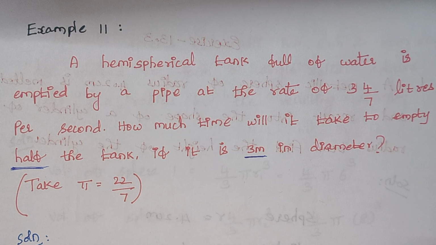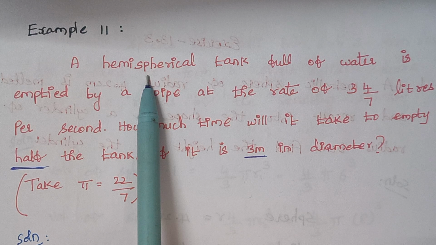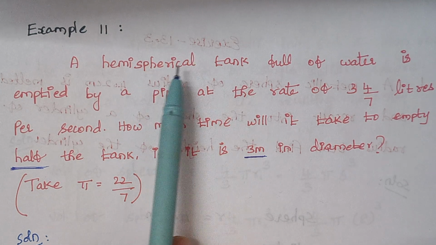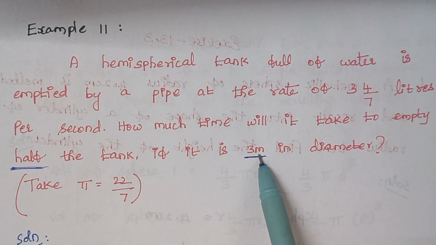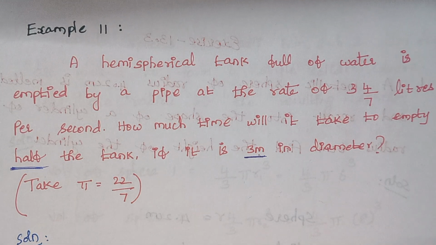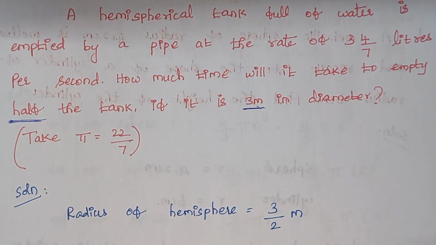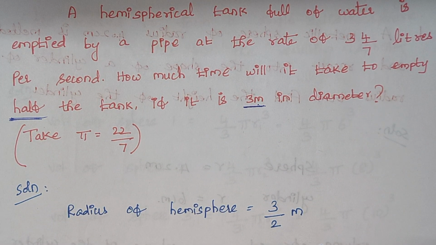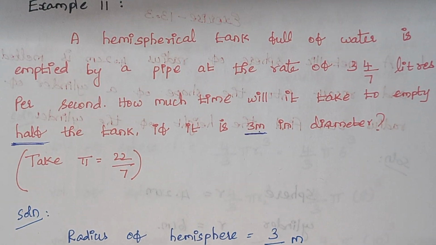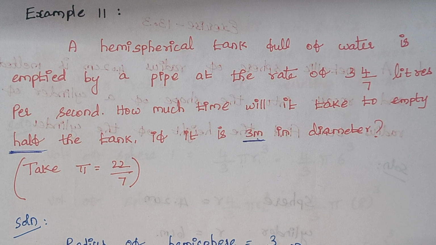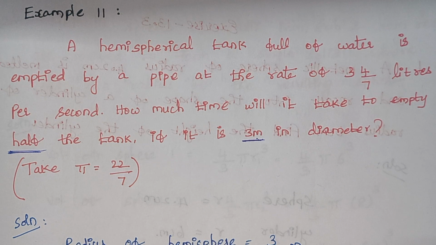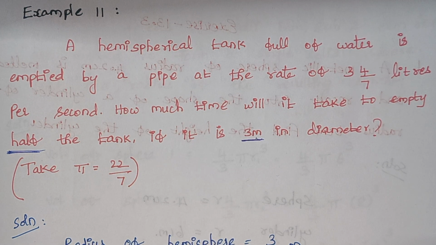So here we have a hemisphere. First, what parameters are given? The diameter is given, 3 meters. Therefore, the radius of the hemisphere is 3/2 meters. Initially, we have to calculate how much water the hemispherical tank can hold, so that we can easily calculate the time later. Once we know the amount of water in the tank, it will be easy to calculate the time. So first we find the volume of the tank, which is the volume of the hemisphere.